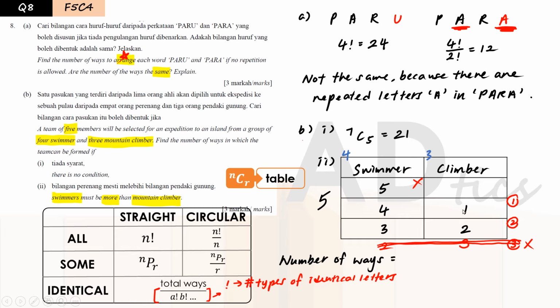For the first possibility, from 4 swimmers, I choose 4 of them. So here will be 4C4. And from 3 climbers, I'm going to choose 1 of them, so multiply with 3C1. This is the first possibility. And for the second possibility, I'm going to add 4, choose 3 of the swimmers. So it's 4C3. And then multiply with 3 climbers, I choose 2 of them, so multiply with 3C2. Once you put this into your calculator, you can get the answer, which is 15.